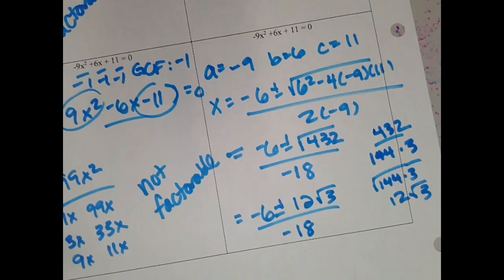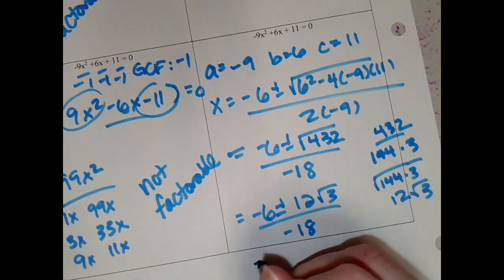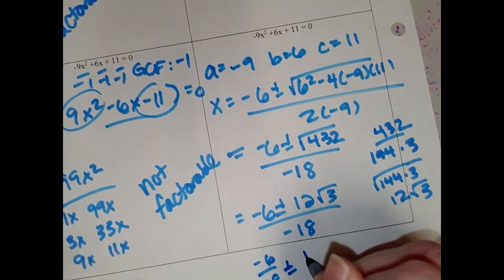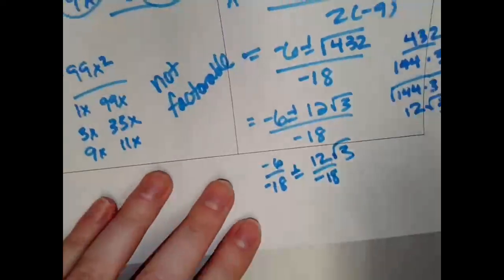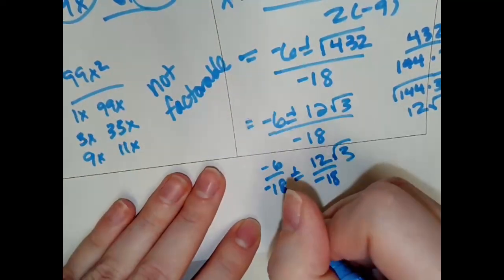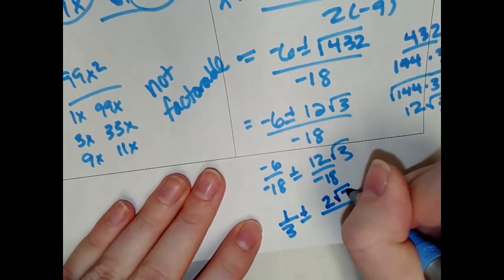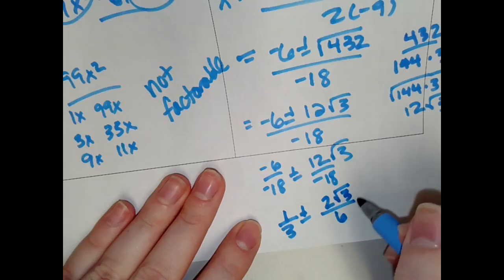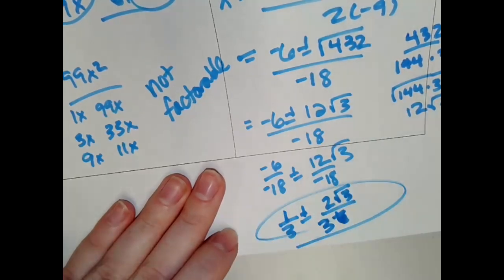So what we are going to do is separate our terms. I know this is going to look a little weird, but this does simplify. So negative 6 over negative 18 plus or minus 12 over negative 18 root 3. Both of these are divisible by 6, and two negatives make a positive, so it's positive 1/3 plus or minus, both of these divisible by 6, so 2 root 3 over 3. This is not a like term, that root 3, so you can't simplify. Oops, I meant to put a 3 there. So that would be the final answer.